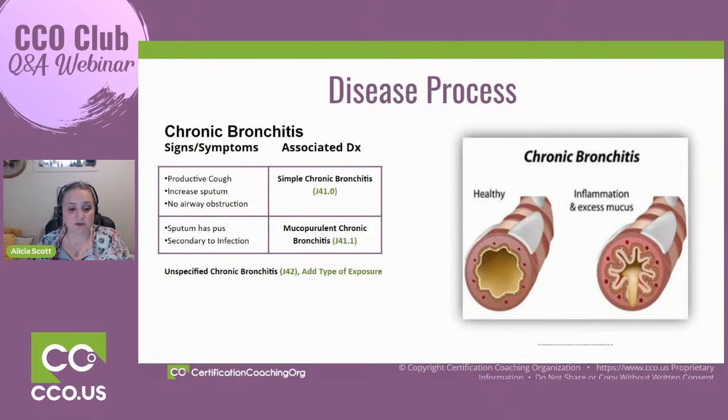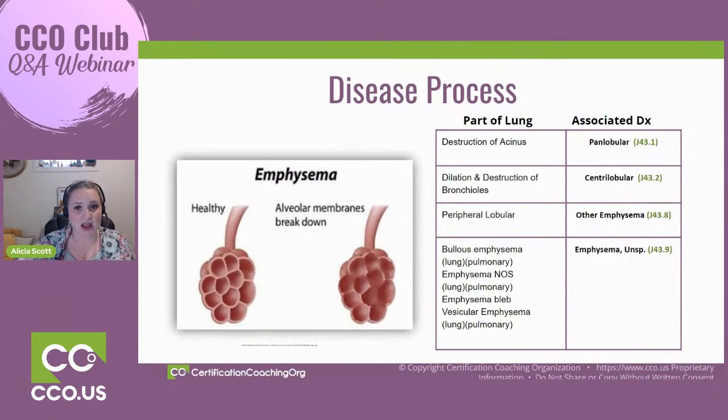Now, if we do not have a specificity as to the type, then J42 is going to be our code. And that may be in the initial process, that may be the code that you'll be using because there needs to be more testing done to determine the specificity. Again, everything that has to do with exposure, you're going to include.